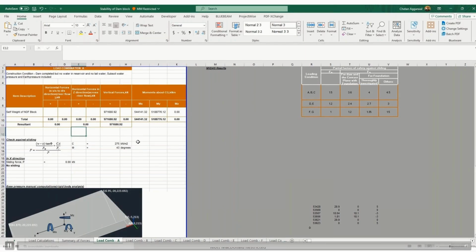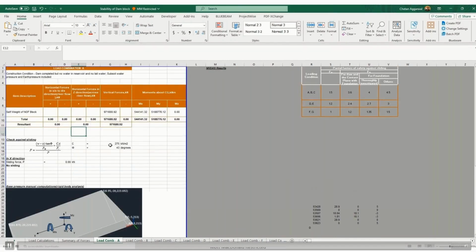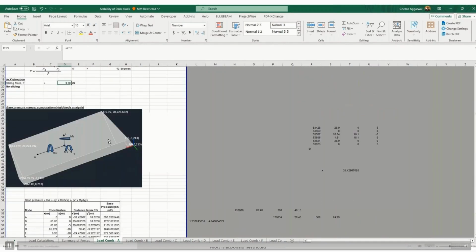For the construction condition, there is no sliding, so we don't have any sliding force here. We should have these parameters with us, cohesion as well as the internal angle of friction between the concrete and the founding material. It should come from the site specific studies. I have assumed something for this analysis, but it should be from the site specific data.